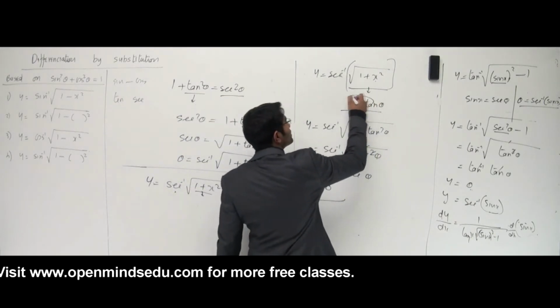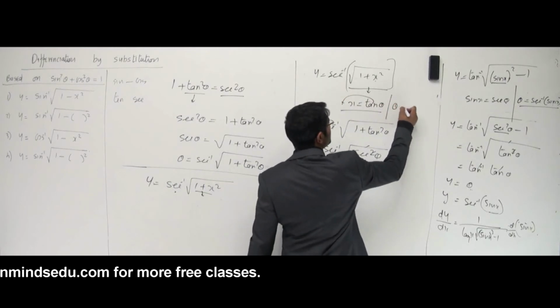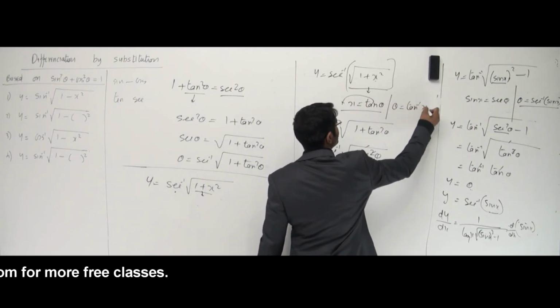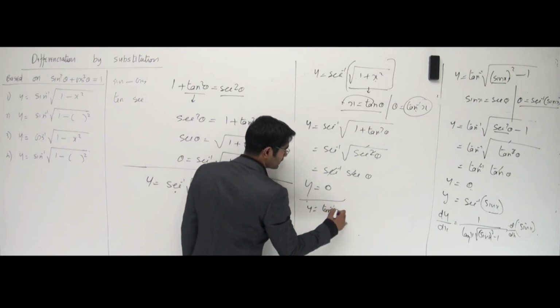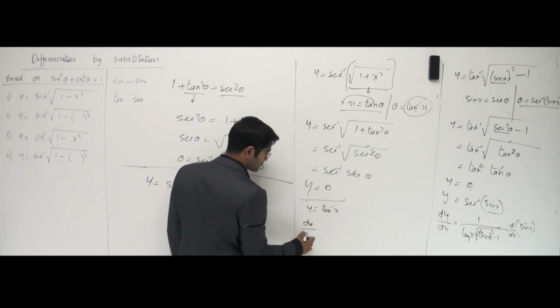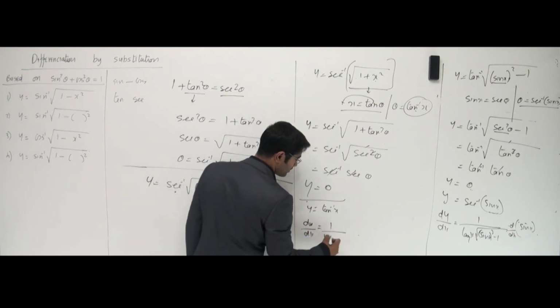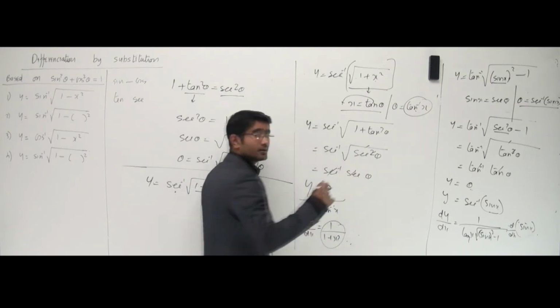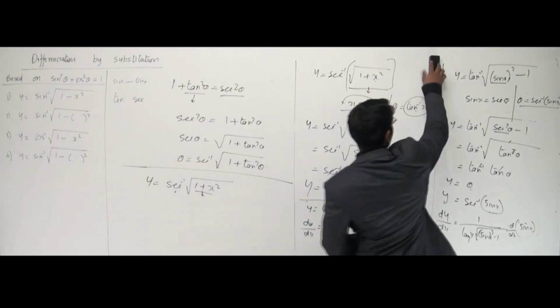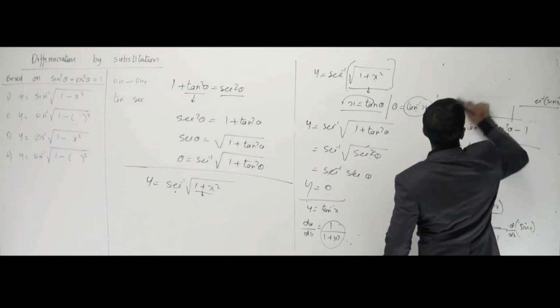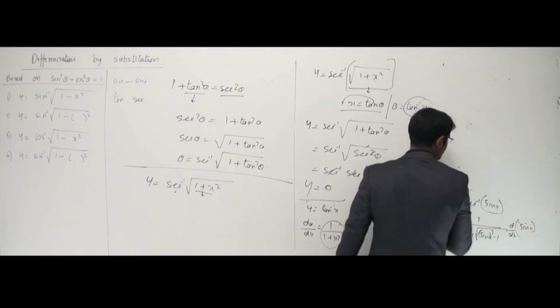So I can write tan on this side. So from here theta would be tan inverse of x. Can I put it here? So y is equal to tan inverse of x. Differentiate this guy. dy by dx would be 1 by 1 plus x squared. Okay, this is what you have. Very simple.